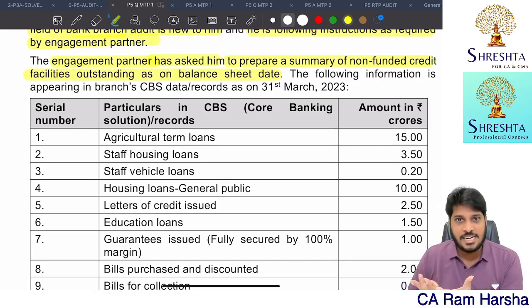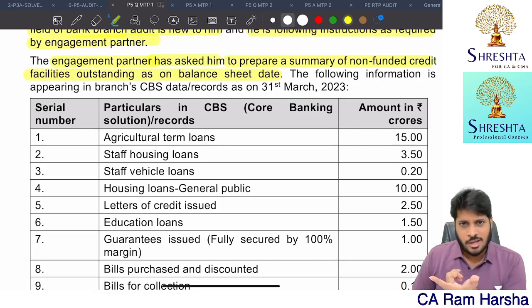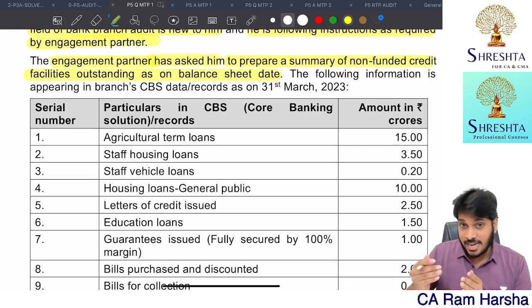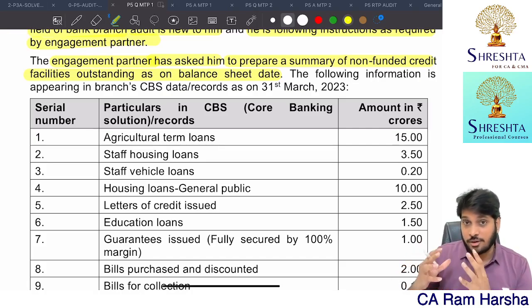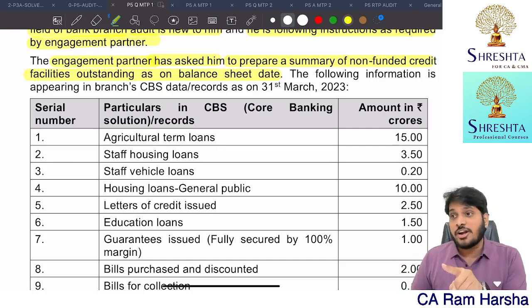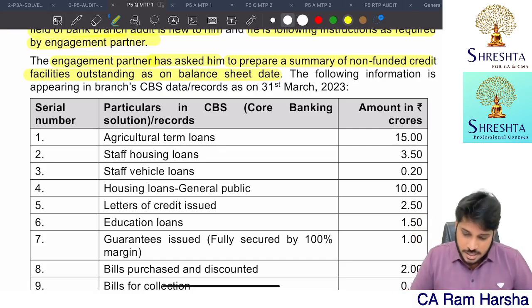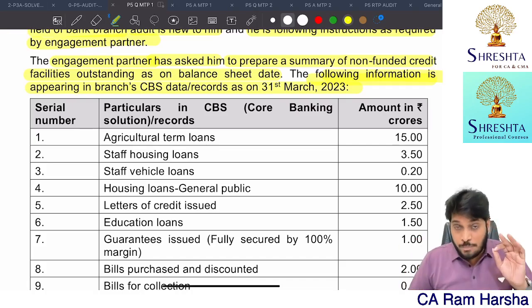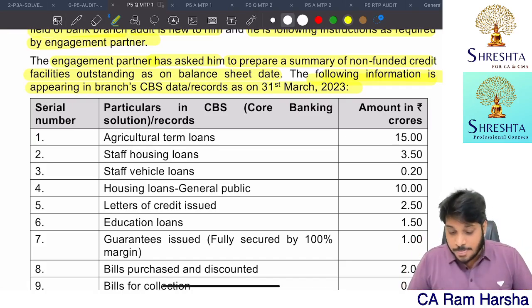Suppose a bank gave a guarantee, money has not flowed. Funded means outflow should be there. If a bank gave a guarantee on behalf of a customer to some third party, which is a contingent liability, it is not funded. Giving a guarantee to a customer is also a kind of loan and advance to the customer, but it's treated as non-funded because there is no movement of fund. The following information is appearing in the branch core banking solutions data, CBS data or records.